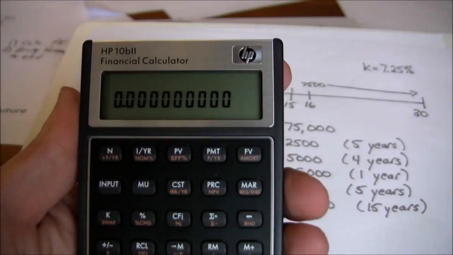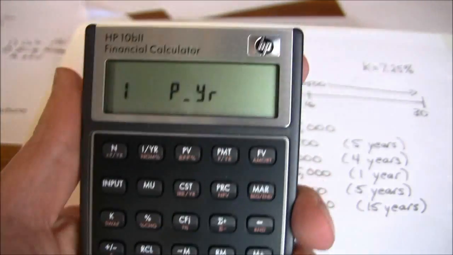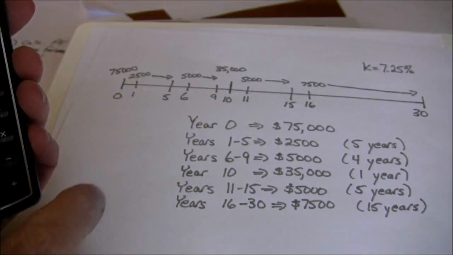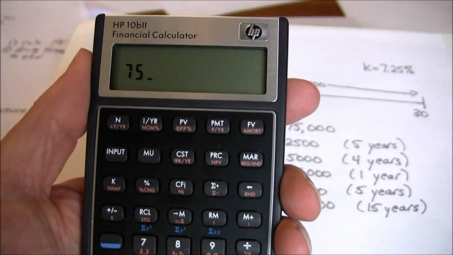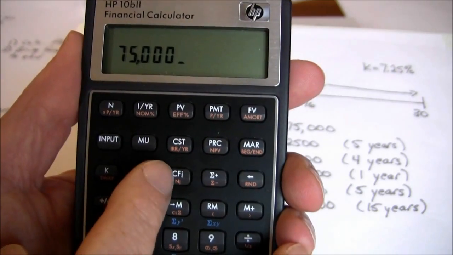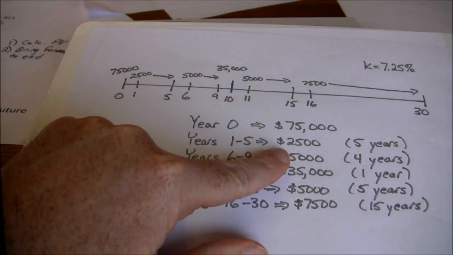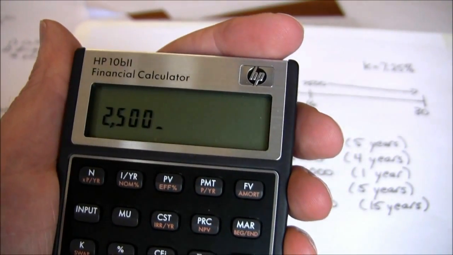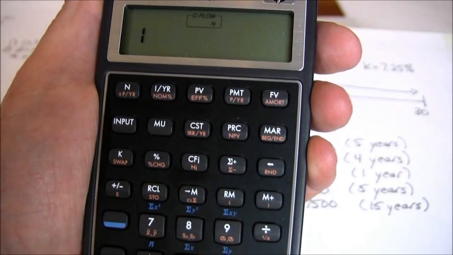Remember, first thing we need to do is always clear out our cash flow worksheet. So Shift, clear all, and now we can start putting in our cash flows. We start with that 75,000, which is your year 0 cash flow. So 75,000 CFj, put that in. Then we have 2,500 per year for 5 years. So 2,500 CFj, 5, Shift, and Nj.